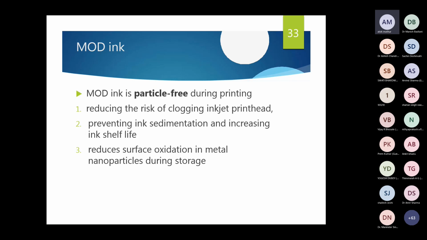Why do nano ink? Why do we insert it in the ink? Because it reduces the risk of clogging the inkjet printhead. This will not cause clogging. Stop. Preventing ink sedimentation and increasing its shelf life. What will nano do? Ink shelf life will increase, because ink is costlier. It reduces surface oxidation in metal nanoparticles during storage. So if you use nano, the oxidation and other issues are reduced.